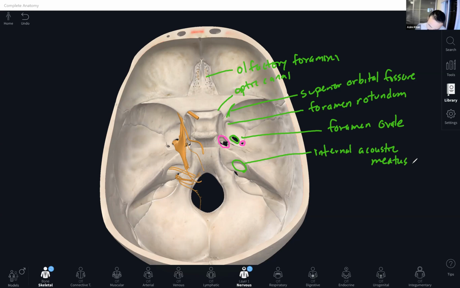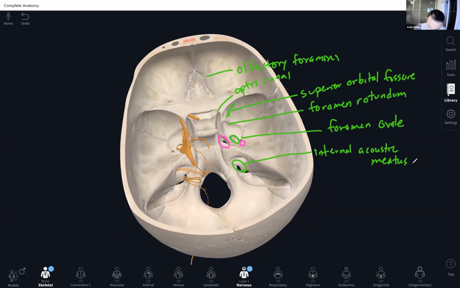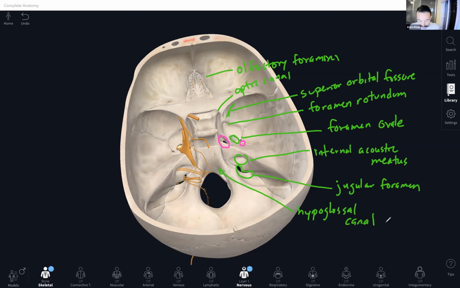If I rotate this a little bit, let me redraw this. Here we can see a really big hole on the border of the temporal and occipital bones. That's the jugular foramen. And then these tiny holes on either side of foramen magnum, that is the hypoglossal canal. These are the 1, 2, 3, 4, 5, 6, 7, 8 different holes of the skull that allow cranial nerves to pass through.